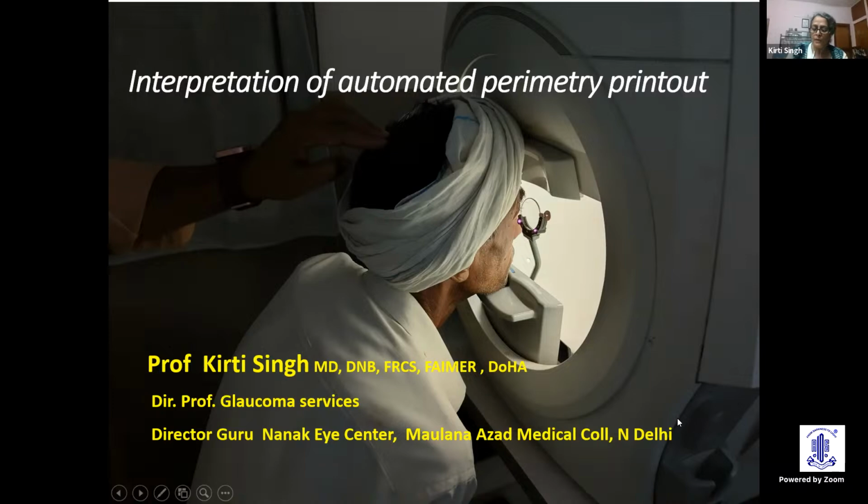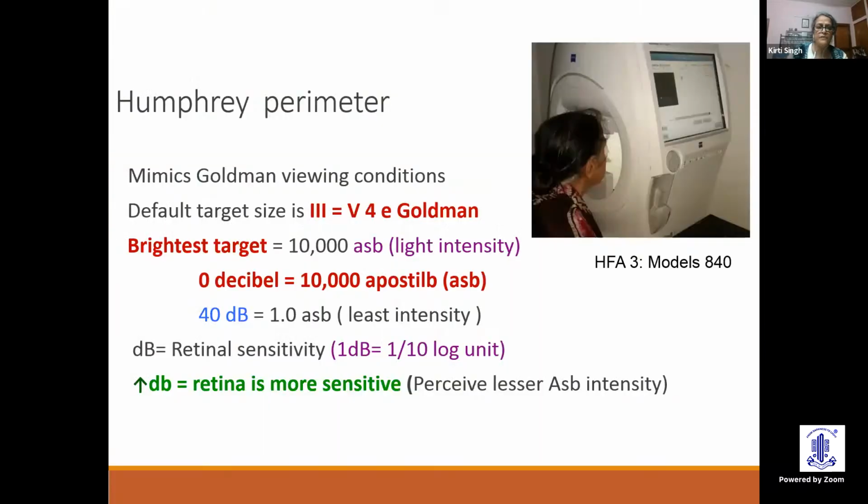So the previous 2 speakers have talked about imaging and the structural damage. I'm going to talk about functional damage. OCT and GDX or HRT have been with us for the last 30-40 years. However, fields have been there since the time of Jerome and Trekvar. I talk about Humphrey fields because it's the one which we commonly have all over India. Few people have the Octopus, but Octopus was the initial one.